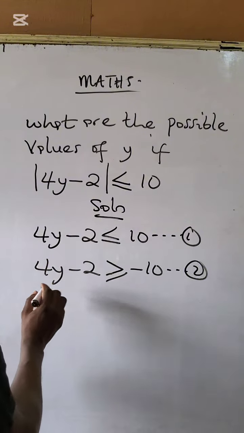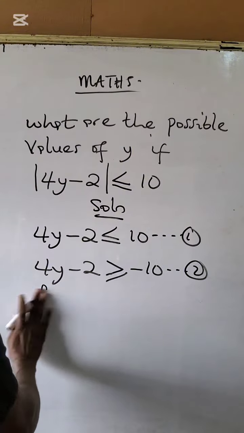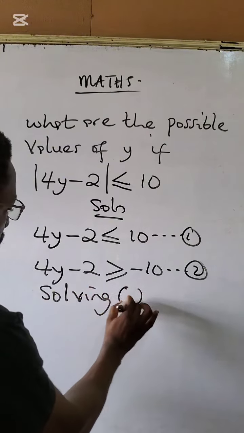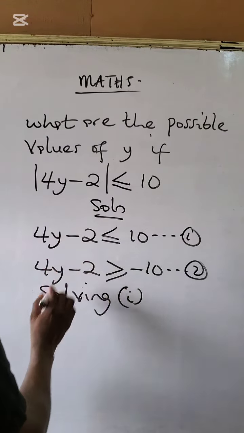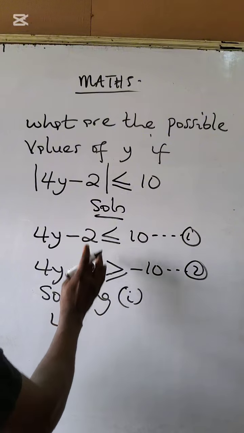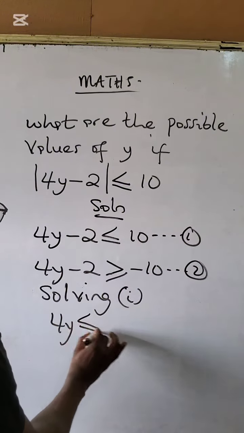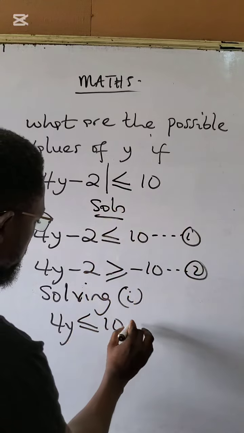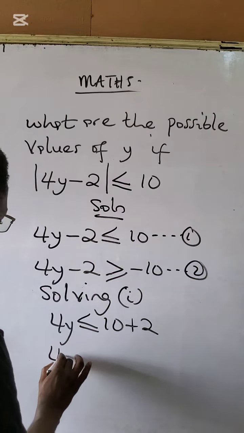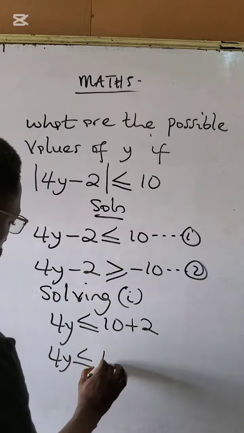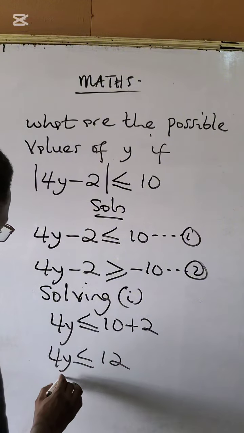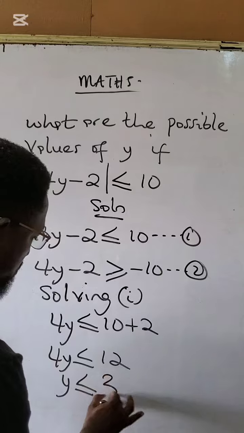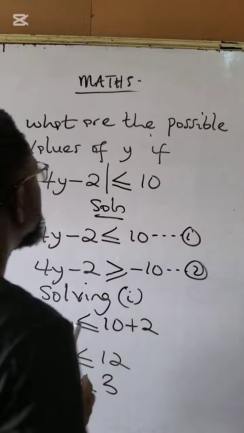Then from equation 1, if I solve equation 1, I'll get 4y. If I transfer minus 2 across, it crosses the symbol and becomes plus 2. So I get 4y less than or equal to 12. If I divide both sides by 4, 12 divided by 4 will give me 3. So that's the first value.